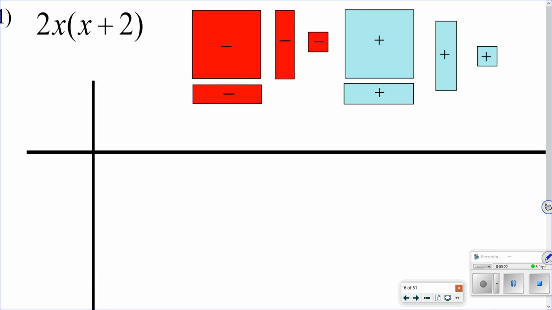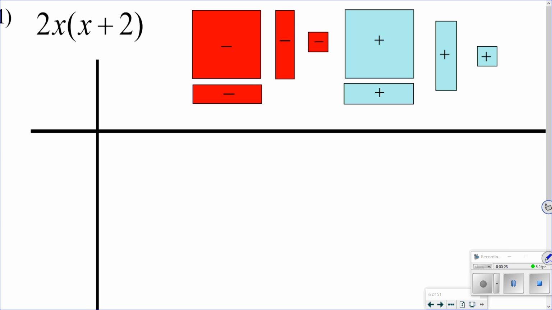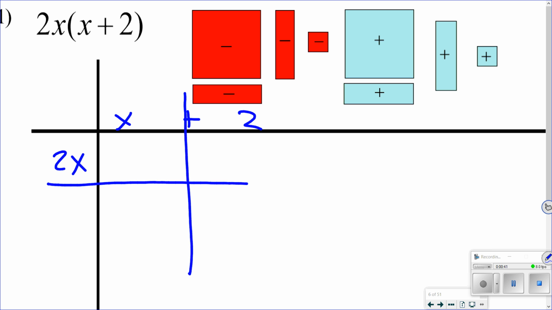You're not going to have algebra tiles at home. So instead I'm going to use a table. So we're going to skip over the algebra tiles and show you what this looks like. So you multiply with a table, you take the 2x, put it on one side, and you take the x plus 2 and put it on the other side, and we make this table out of it.